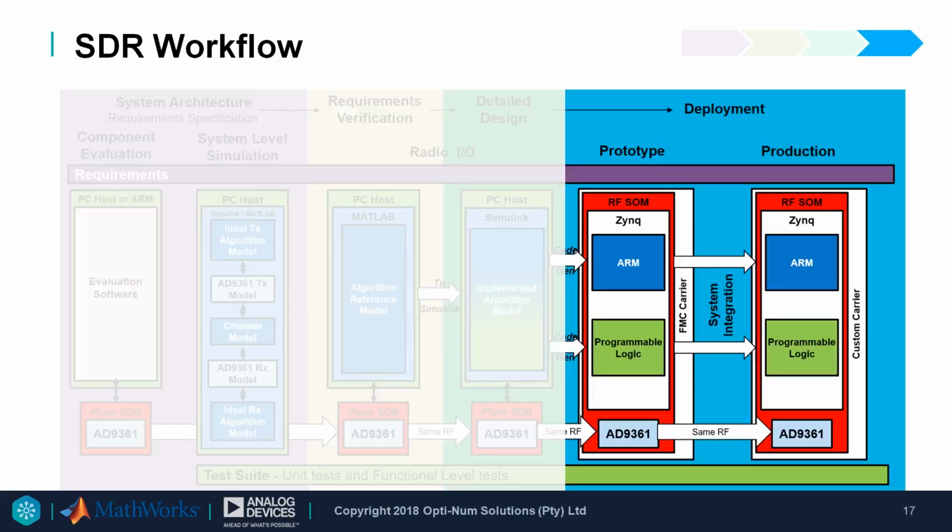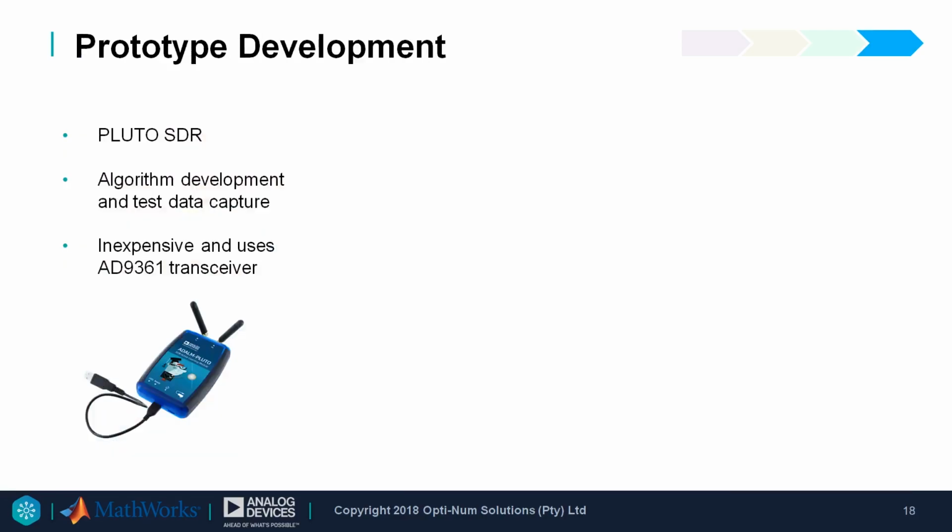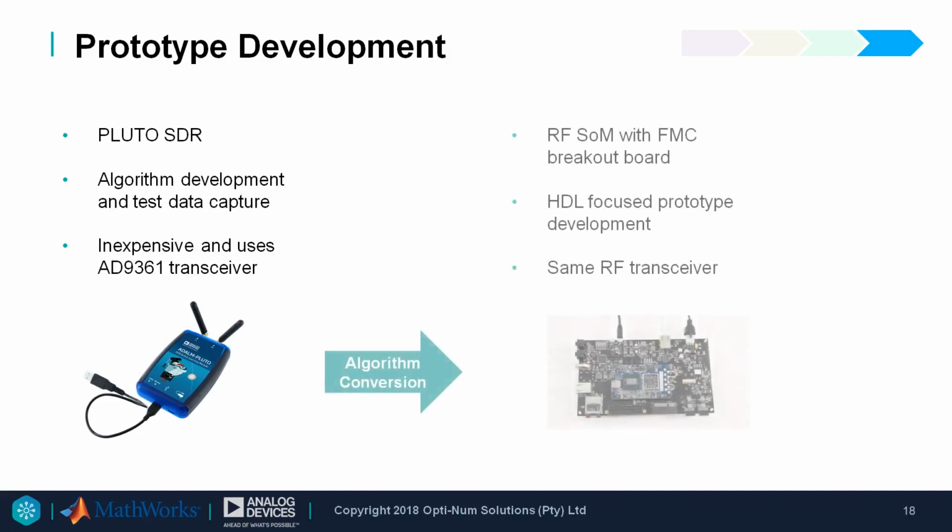Now that we have concluded our detailed design phase, we can start looking at designing a prototype running HDL code. To test our algorithm reference model, we use the Pluto SDR to generate and capture data, which is an inexpensive device that uses the AD9361 transceiver. We would now like to move to a larger FPGA for prototyping, specifically the Analog Devices RF System On Module with FMC breakout board, which uses the same transceiver as the Pluto SDR.